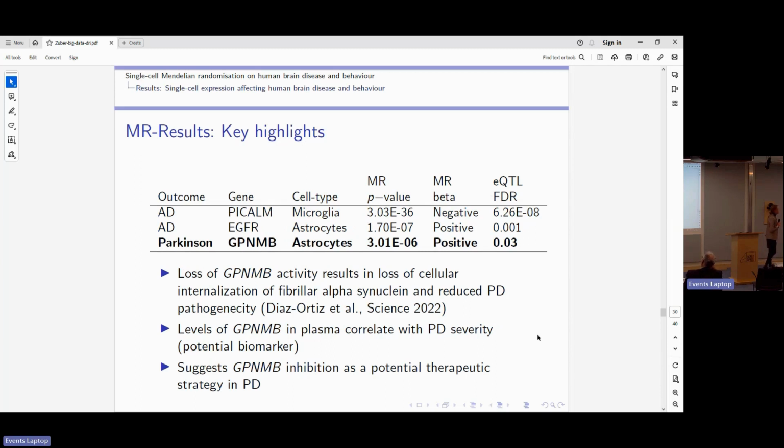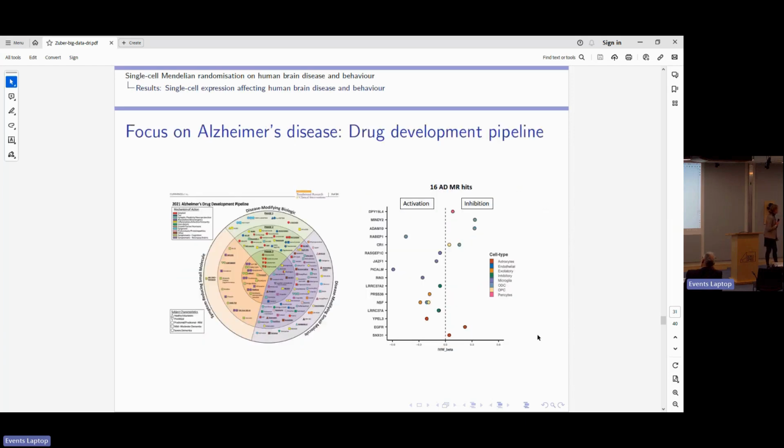For Parkinson's, we also have one very interesting example. It's GPNMB. And here the activity results in loss of cellular internalization of fibrillar alpha-synuclein and reduced pathogenicity. And levels of GPNMB are correlating with PD severity, so it could also serve as a potential biomarker. And it suggests GPNMB inhibition as a potential therapeutic strategy for Parkinson's disease.